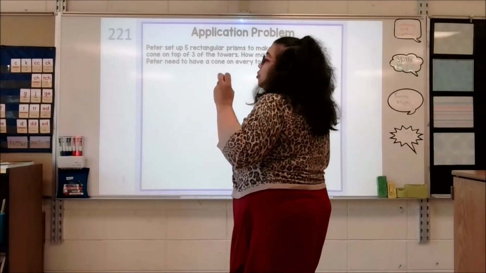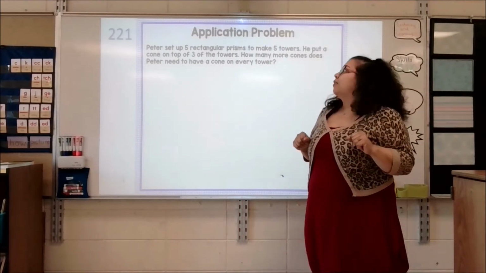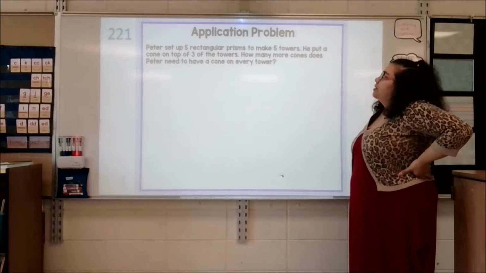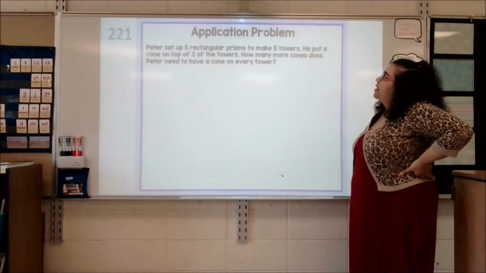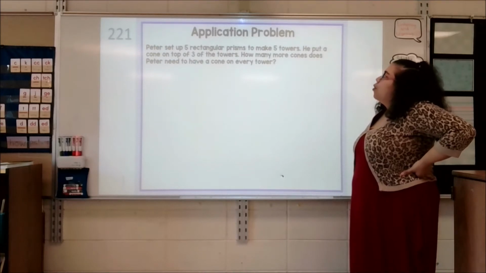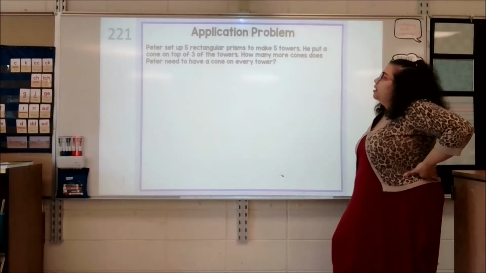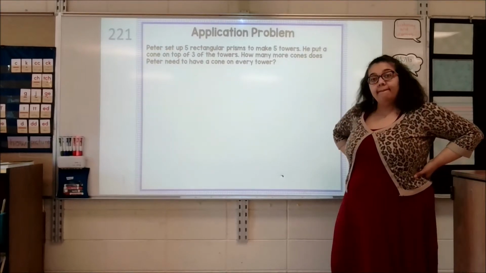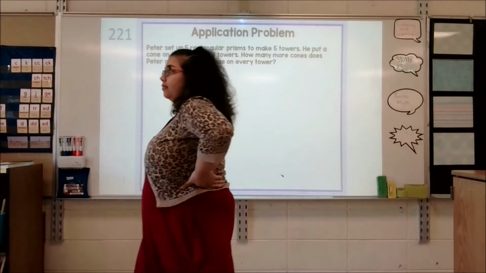The digits are 221, and it reads, Peter set up 5 rectangular prisms to make 5 towers. He put a cone on top of 3 of the towers. How many more cones does Peter need to have a cone on every tower? All right, go ahead and work that out.